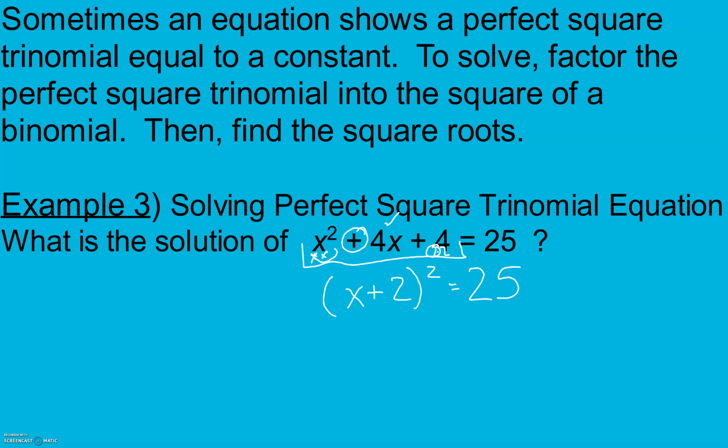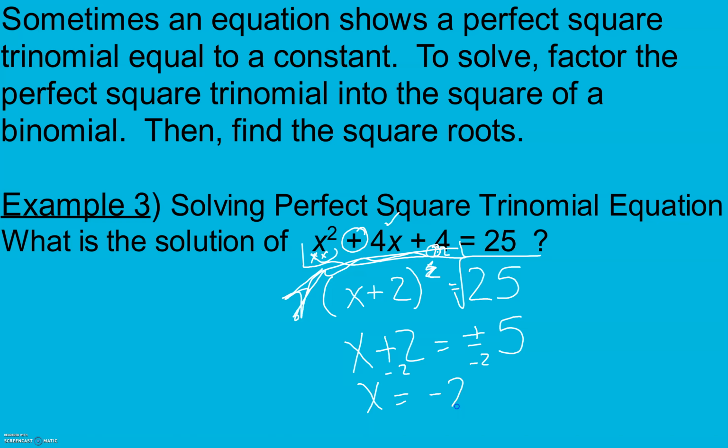Okay, to get rid of a square, we take the square root. Whatever I do to one side, I do to both. That gives me just x plus 2. It makes my squared and my square root cancel each other out, and I get plus or minus 5. Square root of 25 is 5, so we get plus or minus 5 there. To get x by itself, I subtract 2, and I get negative 2 plus or minus 5. So to get my values here, I'm going to take negative 2 plus 5, which is 3, and I'm going to take negative 2 minus 5 and get negative 7. So 3 and negative 7.